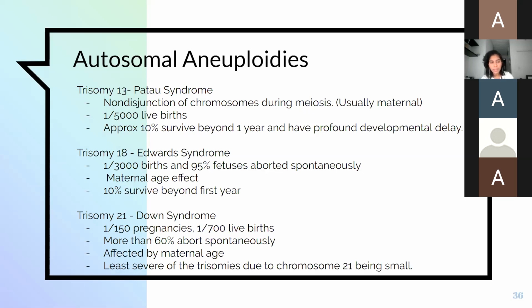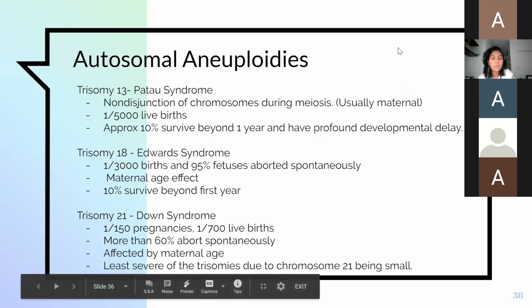They have profound developmental delay. Then moving on to trisomy 18, which is Edwards syndrome, which is again like Patau syndrome in a sense: only 10% survive beyond their first year, it's affected by maternal age, and most of the fetuses are spontaneously aborted. The most important trisomy of the 3 is trisomy 21, which is Down syndrome, and the more common one. It happens in 1 over 150 pregnancies and 1 over 700 live births. More than 60% are spontaneously aborted, and it's also affected by maternal age.